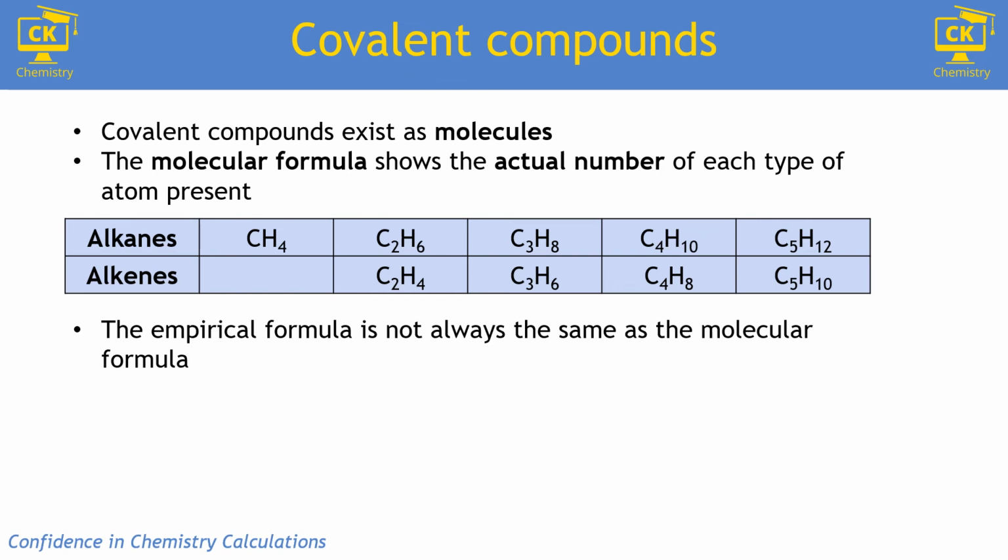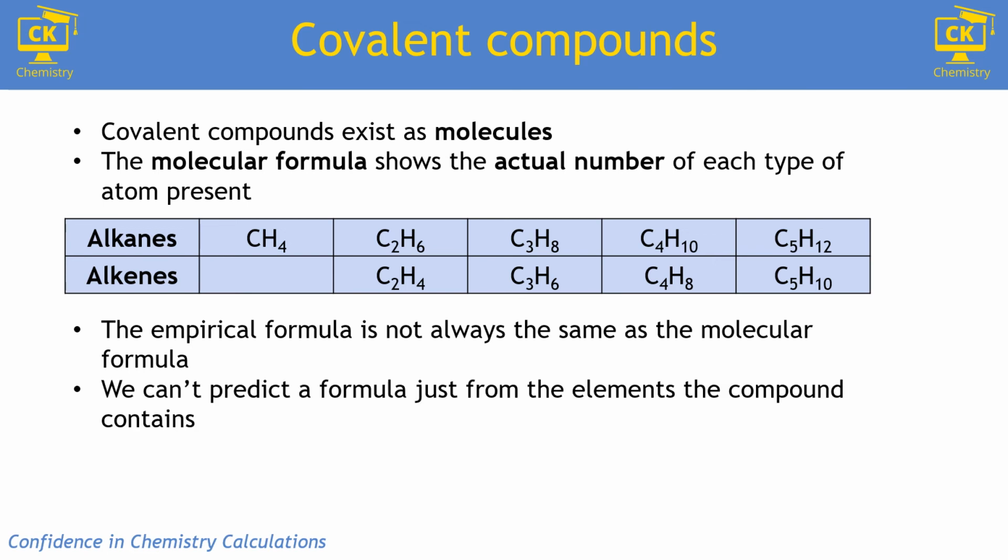You can tell that, for example, the alkanes with an odd number of carbons, so C3H8, C5H12, can't be simplified any further because they have an odd number of carbons and an even number of hydrogens, and they never divide into each other, so there's no way of simplifying those anymore. But alkenes actually all have the same empirical formulae. So it really does depend on how the atoms are joined together.